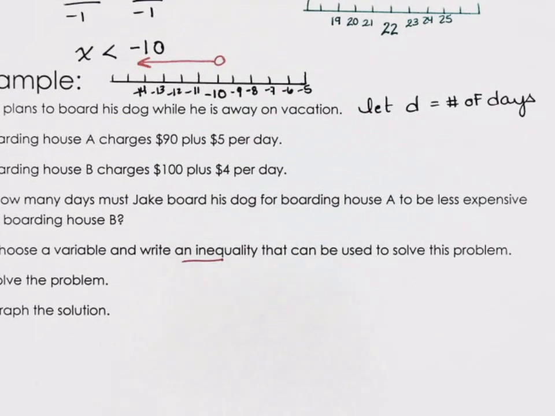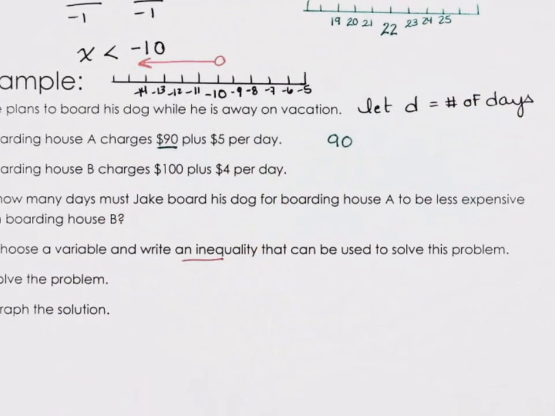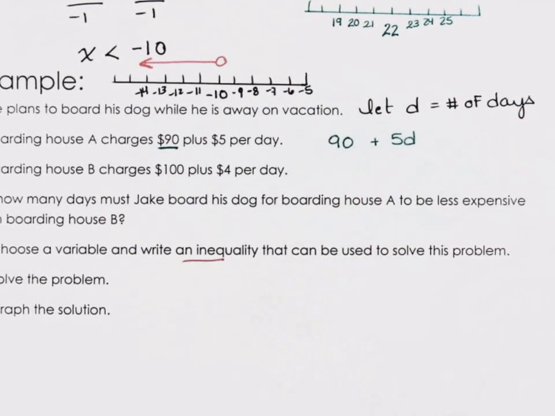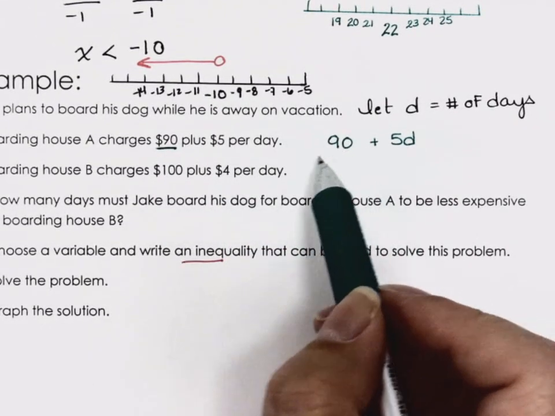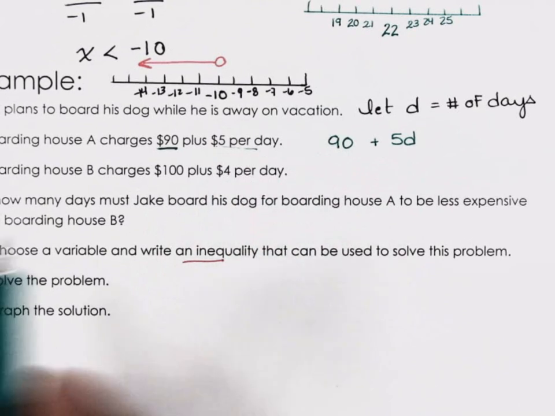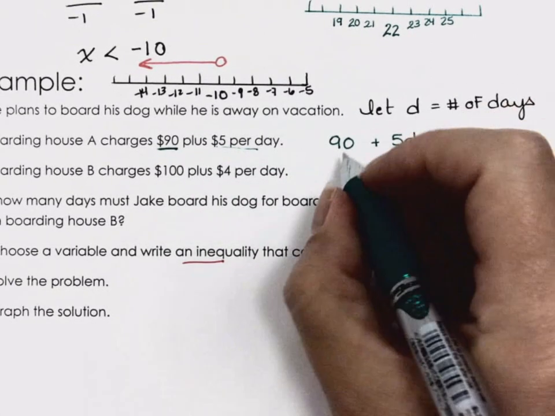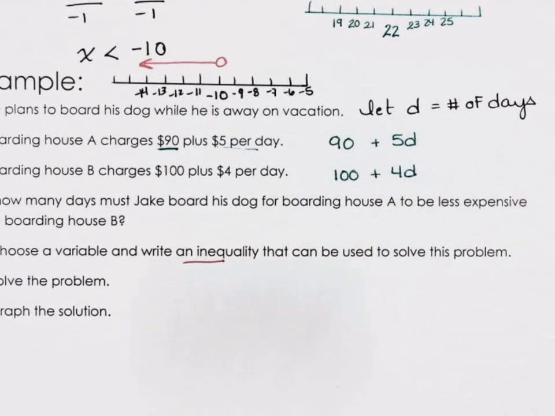All right, so if I create this inequality, this goes back to our last unit about writing equations. We know our fixed rate is the 90. And we know that the rate, the $5, gets multiplied by the number of days we stay. The fixed rate is always the constant, and the rate, like per kilometer, per day, per text message, is the thing that changes. That's the one we multiply by the variable. So this one would be 100 plus 4 times D.